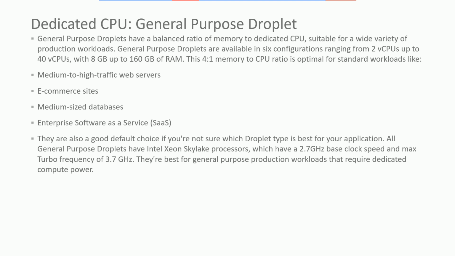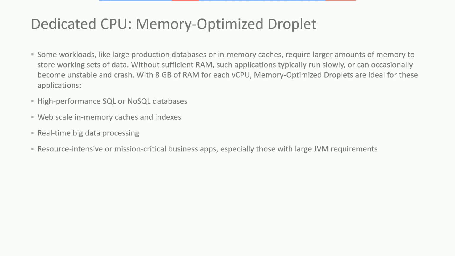You can decide later what to choose, what is your most preferred option, and what will be the best option for you. It actually uses the Xeon Skylake processor, which has a 2.7 gigahertz base clock speed and a max turbo frequency of 3.7 gigahertz. Next, dedicated CPU memory optimized.